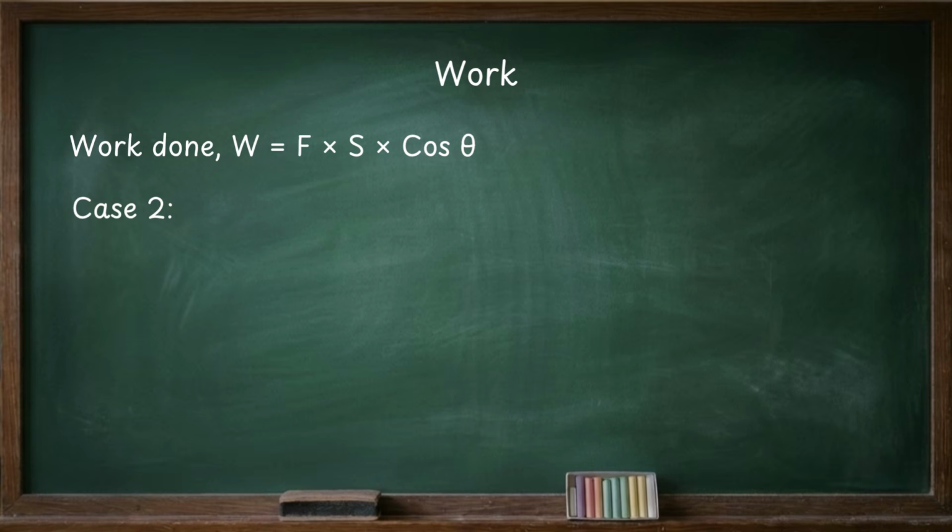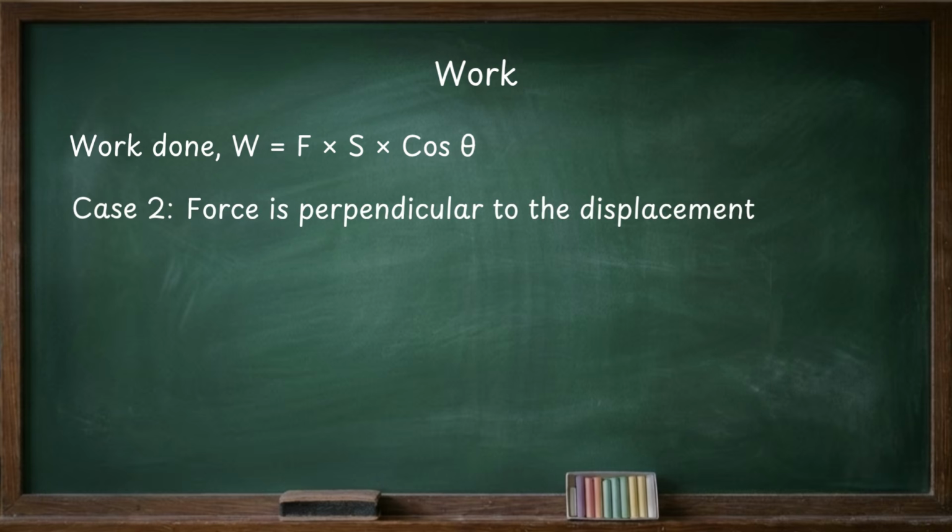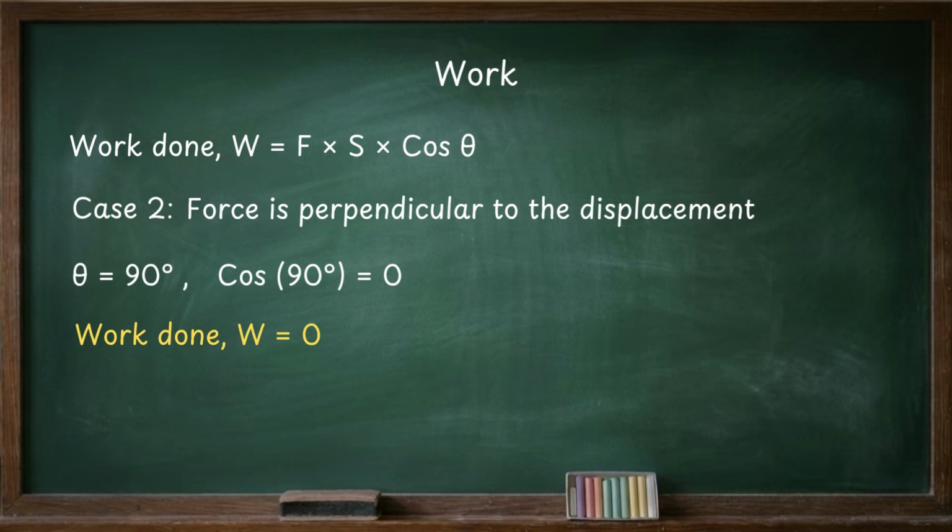Case number 2. What if the force is completely perpendicular to the displacement? This means the angle theta is 90 degrees. Because the cosine of 90 degrees is 0, the total work done drops to absolutely 0.